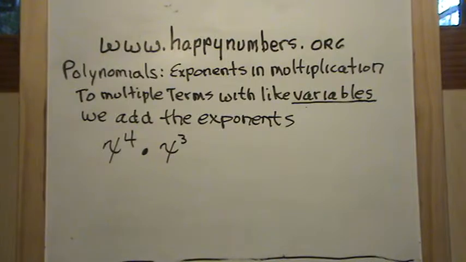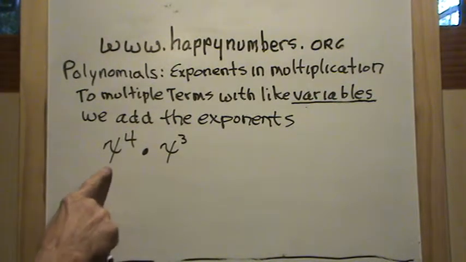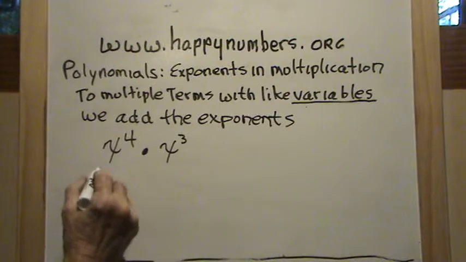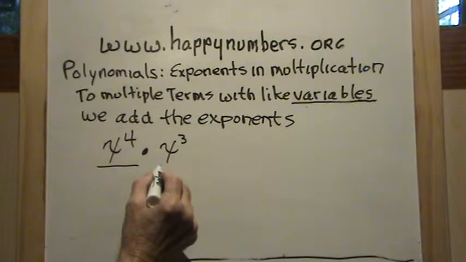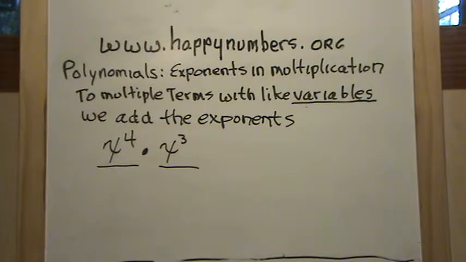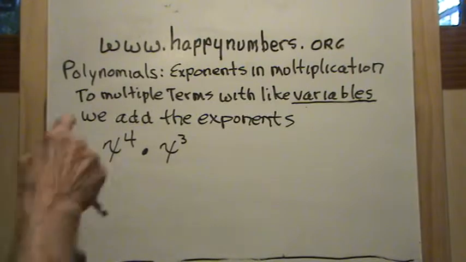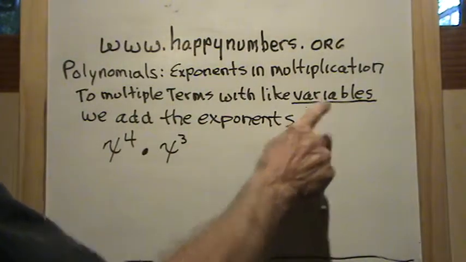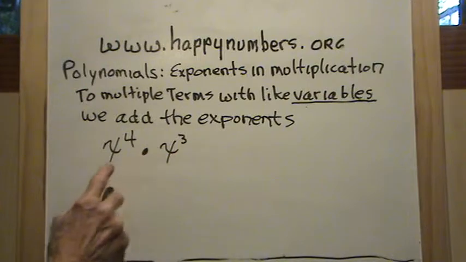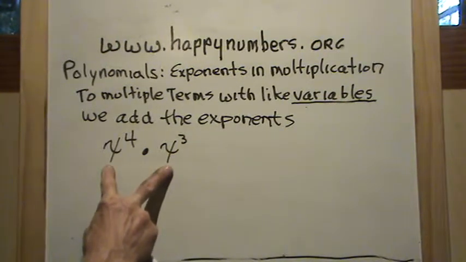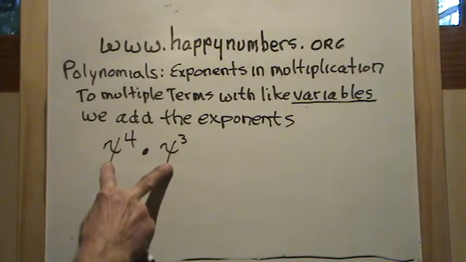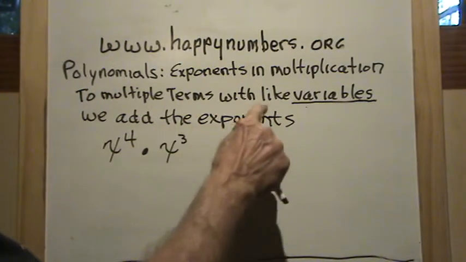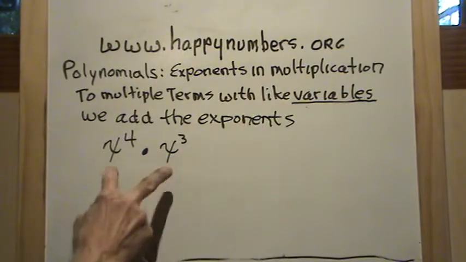Now I want to make a distinction here. The variable here is x, and the variable here is x. The variable term here is x to the fourth. The variable term here is x to the third. But we are not dealing with variable terms. Remember, the definition doesn't say to multiply terms with like variable parts. It says like variables. So the exponent may be different, but that's okay. The variable is the same. The variable parts are different here because the variable part here is x to the fourth and here is x to the third. But we're only concerned if the variables are alike, and these variables are.